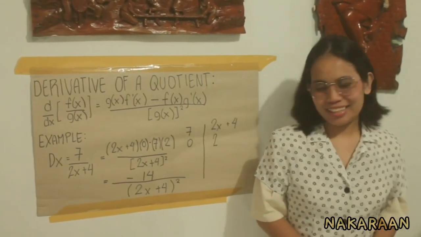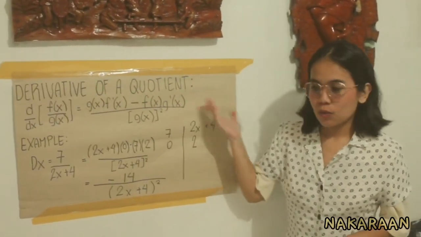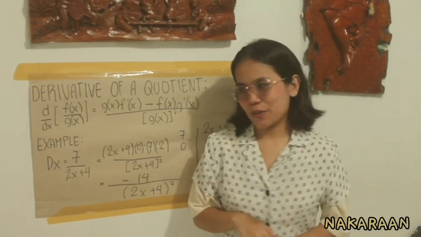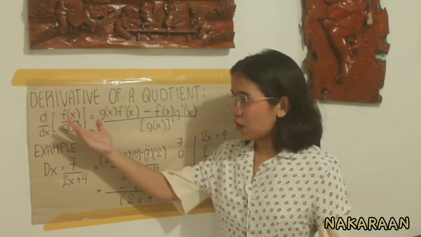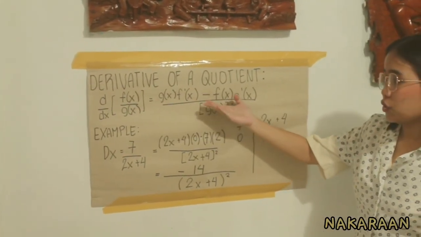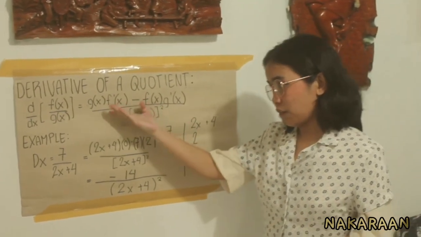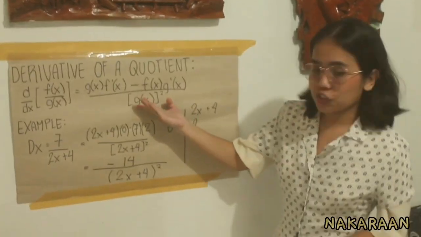Made it to the last class. Well, let's see. Derivative of a quotient. Some might say that this is the hardest part of derivative, but I'll tell you, it's actually one of the easiest. Our given is d over dx of f(x) over g(x) is equal to g(x) multiplied by the derivative of f(x) minus f(x) multiplied by the derivative of g(x), over g(x) squared.